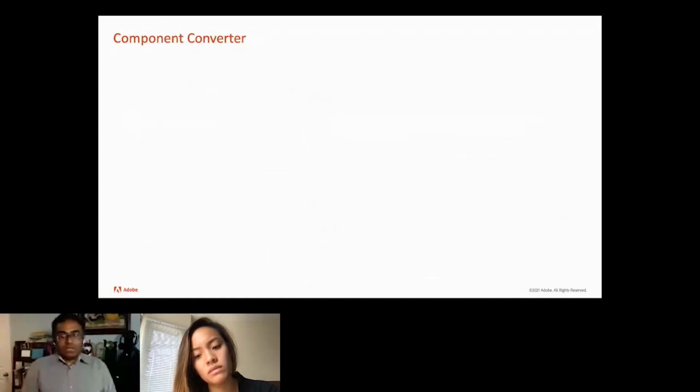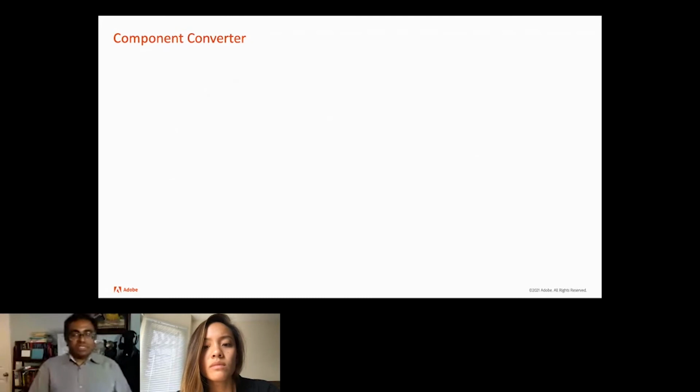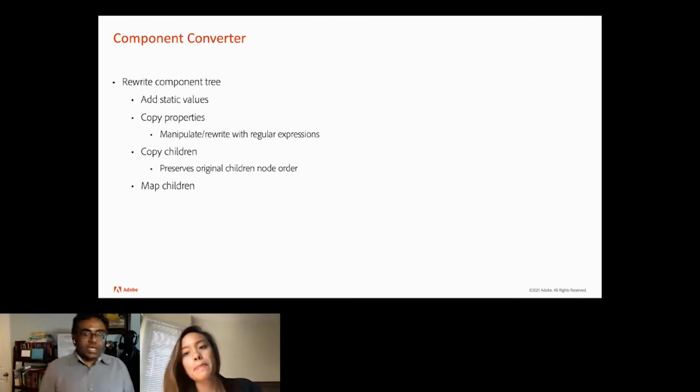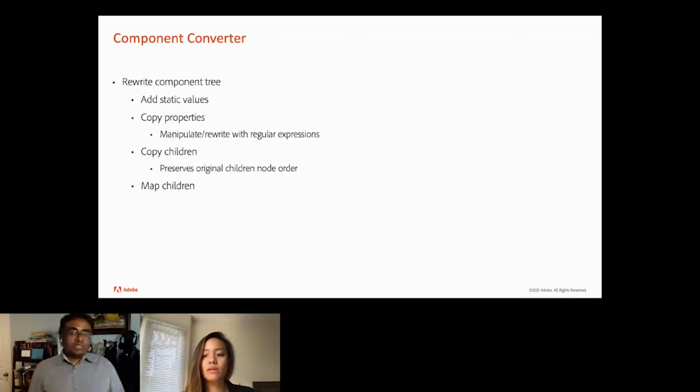Okay, so next let's look at the second one in the tool set, which is the component converter. So this is also a very important tool. The intent of this tool is to rewrite the component tree, and also to convert a resource reference from one Sling resource to another, right?